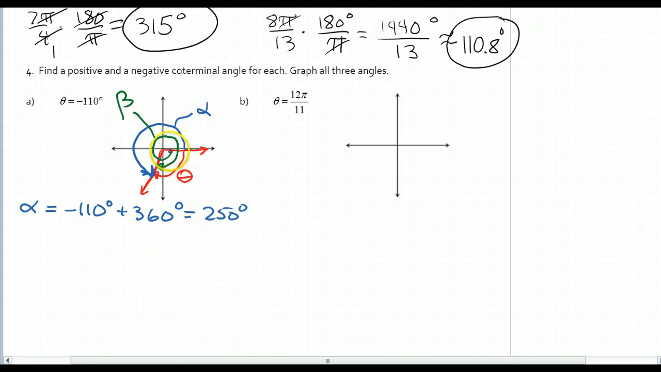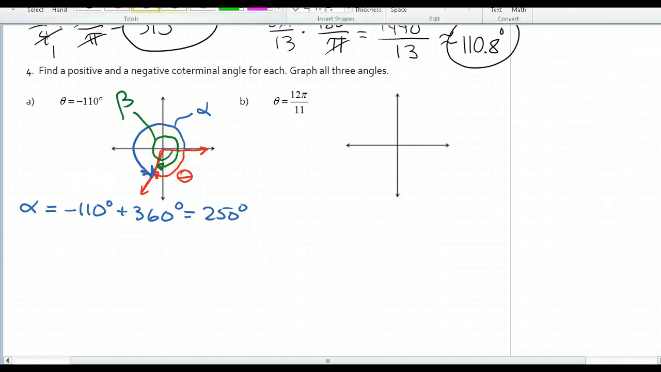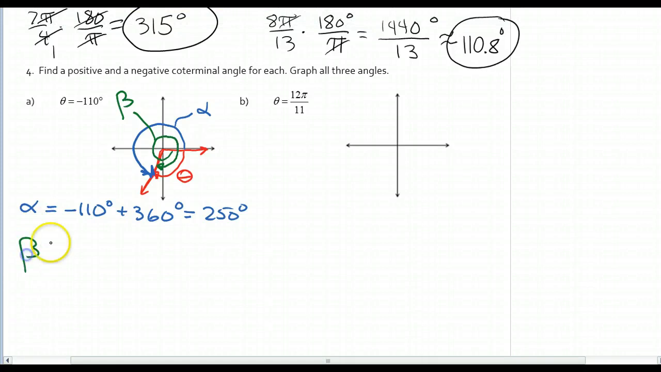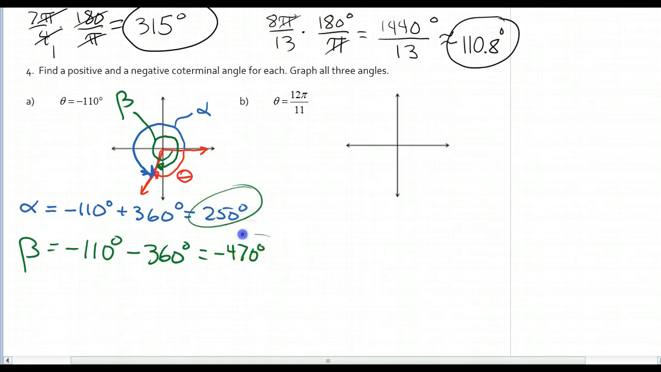And then I see that beta goes 360 in the negative direction, and then it goes another 110, so it's 360 plus 110. I'm going to write it as negative 110 minus 360, so that gives us negative 470 degrees. So we have one positive and one negative coterminal angle. Moving on to part B.